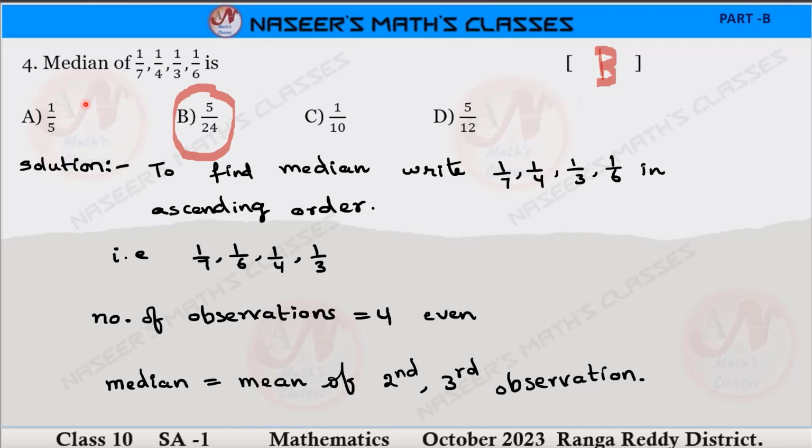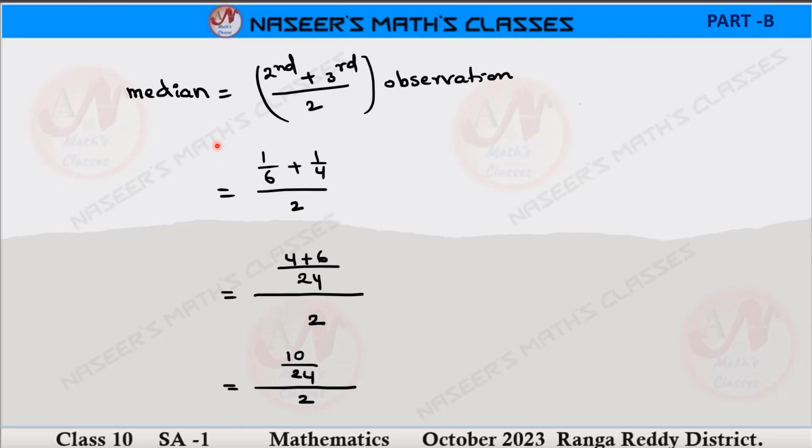Median of 1 by 7, 1 by 4, 1 by 3, 1 by 6. To find the median, we have to first write the given data in ascending order. By writing the given data in ascending order, we get 1 by 7, 1 by 6, 1 by 4, 1 by 3. So here the number of observations is 4, which is an even number. So the median is the mean of the second and third observations. Median is equal to second plus third observation by 2. The second observation is 1 by 6 and the third observation is 1 by 4, divided by 2.